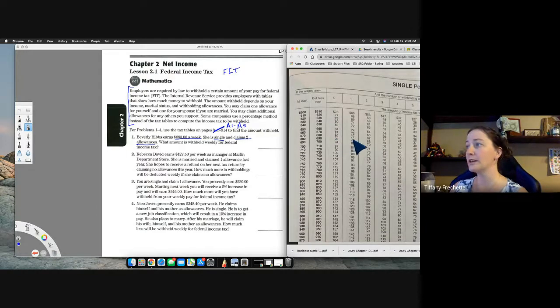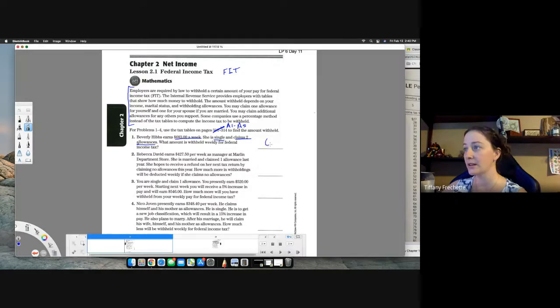If she had 1 allowance, and I'm getting the allowances from up here. So 0, 1, 2, 3, this is the allowance section. So we go back to this column. So my 0 allowance column is 92. 1 would be 78. 2 would be 68. So she's going to have $68 withheld from her check each week. So we just write $68 on the line here. So it's all just about reading that chart.